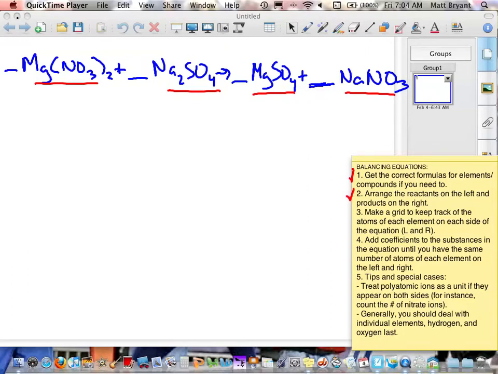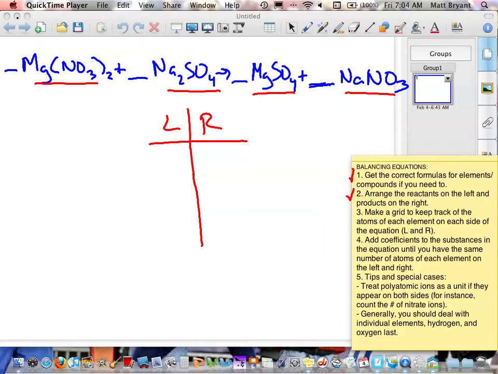Now we need to make a grid, and this grid will help us keep track of the atoms of each element on each side of the equation. Now if we skip down to step 5, and I'll go ahead and make the grid while I'm talking, you notice that in step 5, we talk about treating polyatomic ions as a unit if they appear on both sides. This is a hugely helpful strategy because you don't want to have to keep track of individual oxygen atoms. Because you notice here, if you look up at the equation, that both the nitrate and sulfate ions contain oxygen.